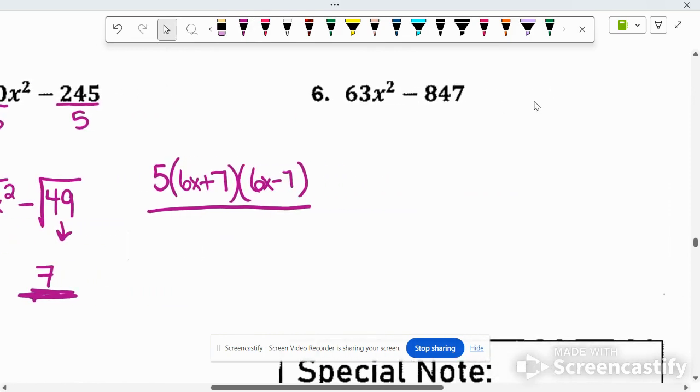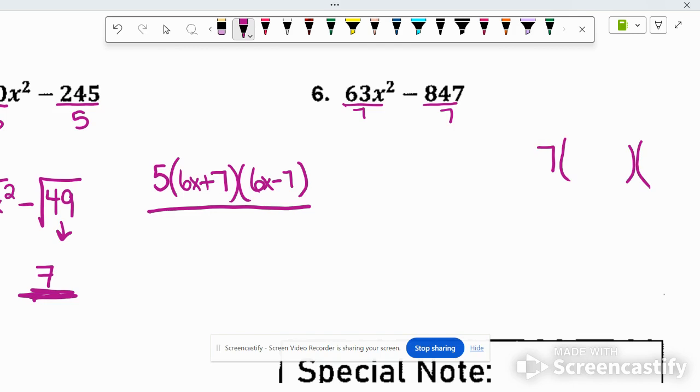Next one. What do you see as a greatest common factor? There's something bigger than 3. And I don't think 847 is divisible by 3. Nope, it's not divisible by 6. 7. Yeah. These are both divisible by 7. So I'm going to take my 7 out front.